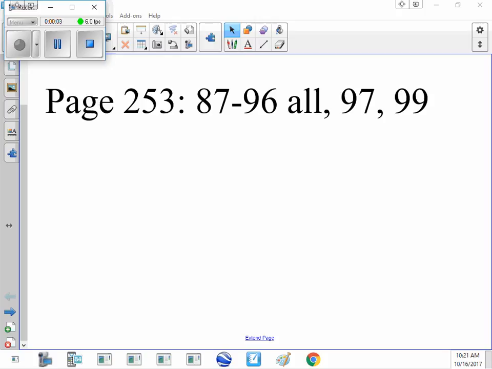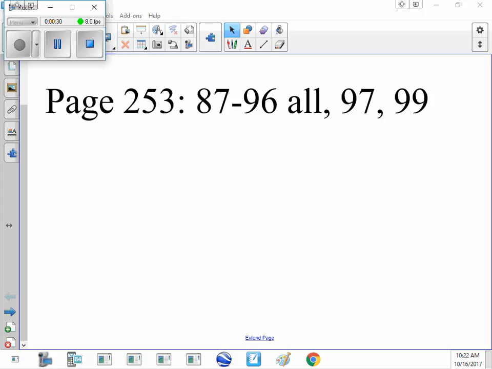Okay, number 87. We have a quadratic, (x plus 3) quantity squared minus 1. The parabola opens up because a is 1, which is bigger than 0. Is that true or false? That's true. The vertex is 3 comma negative 1. No, it's negative 3 comma negative 1 because the h value is the opposite.